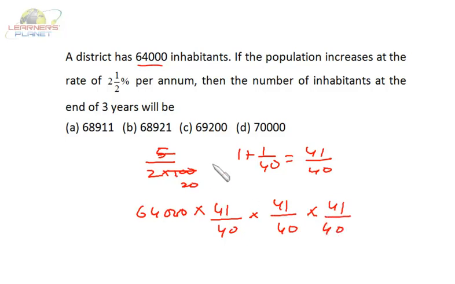Okay, I hope you are getting this point, why I have done 1 plus 1 by 40. Since the population is increasing by 1 by 40 every year, that means 1 plus 1 by 40 is the new population, which is 41 by 40. So 41 by 40 of first year is second year, and 41 by 40 of second year is the third year. Now we have to calculate this.